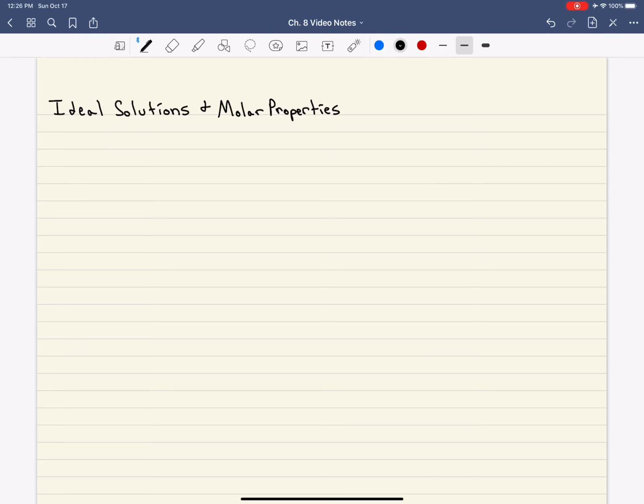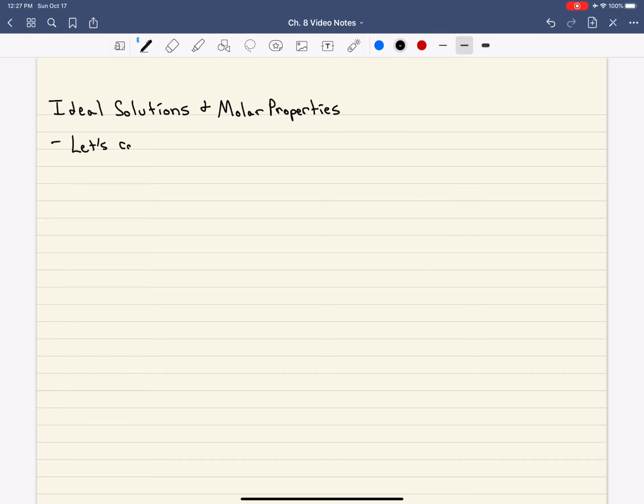So at this point, you're probably very familiar with the concept of an ideal gas. But what we're going to do in this video is I'm going to introduce you to the concept of an ideal solution, which is very different from an ideal gas. And so to do this introduction, what we're going to do is consider the following system.